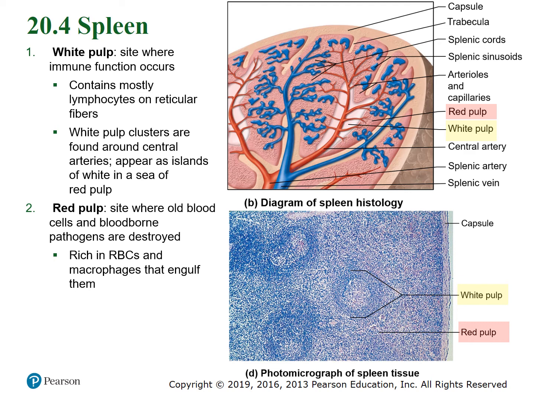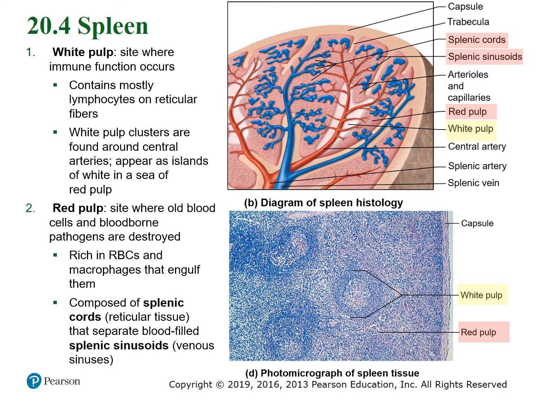Okay, so there's a lot of red blood cells and macrophages that engulf them, but again, since there's so many red blood cells that stain lighter, red pulp is lighter under the microscope. It also contains splenic cords that separate splenic sinuses, which are venous sinuses.